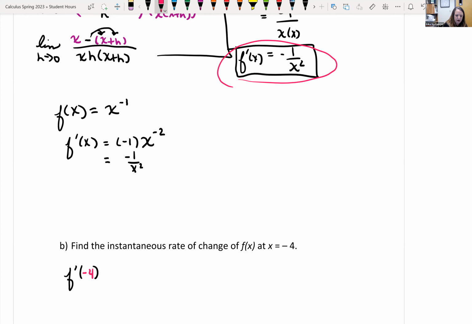So if I go in there and plug in negative 4, I would have negative 1 all over, I see an x. So I'm going to replace that with a negative 4 inside the parentheses, which means I need to look at negative 4 times negative 4, which is positive 16, but I have a negative 1 over a positive 16, so negative 1/16. So the instantaneous rate of change at x equals negative 4 of f of x is negative 1 over 16.